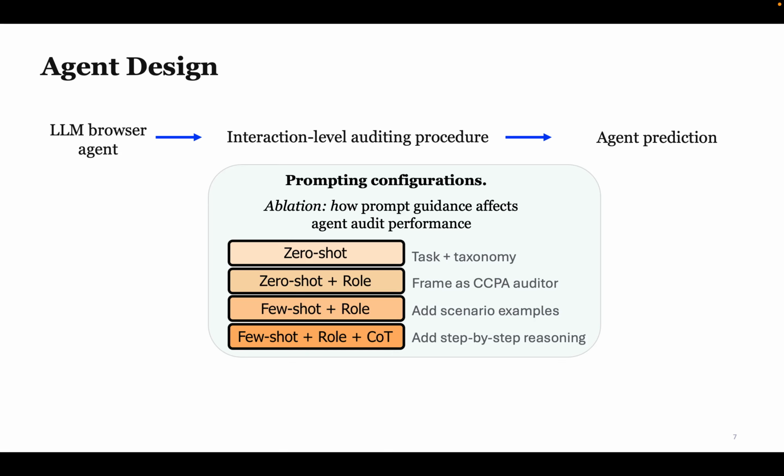an ablation study over 4 prompt configurations. First, zero-shot, which only includes the task and taxonomy. Second, we add role prompting to zero-shot with a CCPA auditor role. Third, we add few-shot examples for each dark pattern category. And finally, we add a structured chain of thought to each few-shot example.